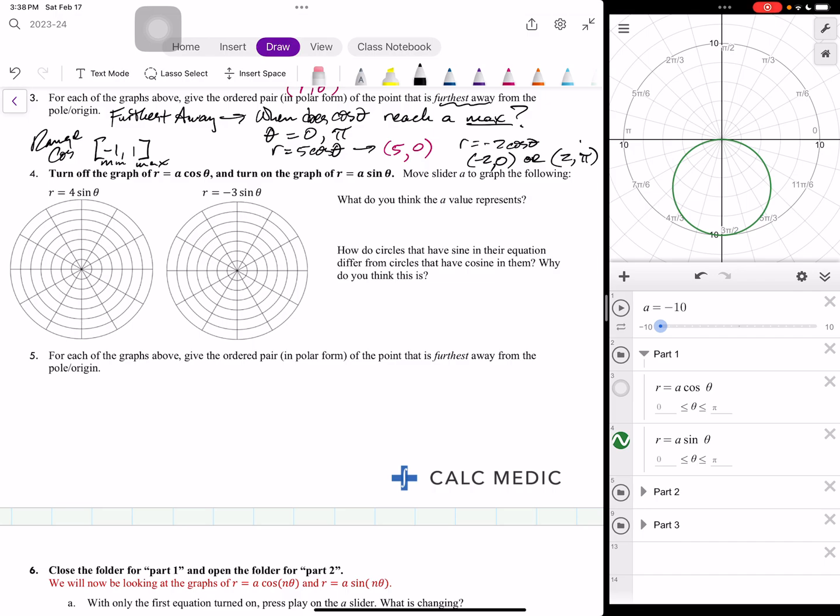Let's make a note of that. So the absolute value of a is equal to the diameter of the circle.